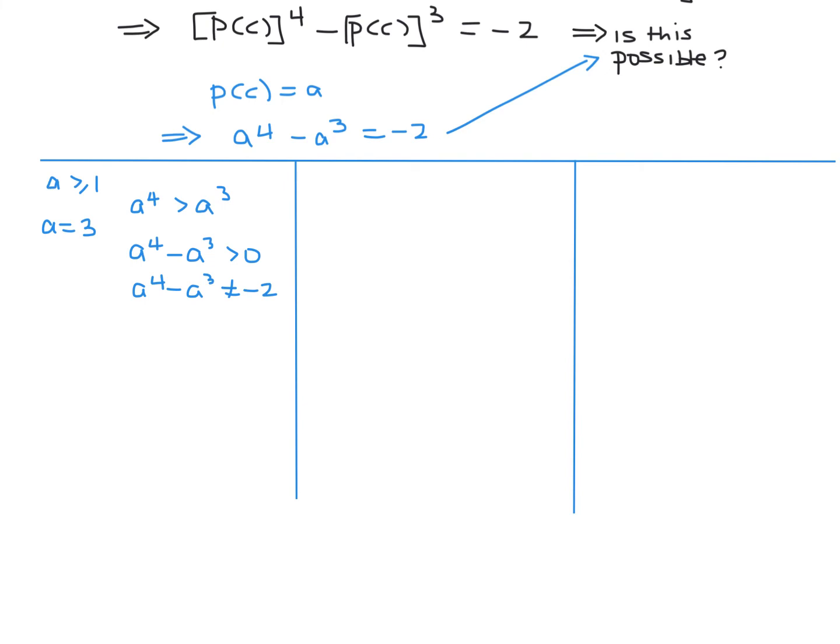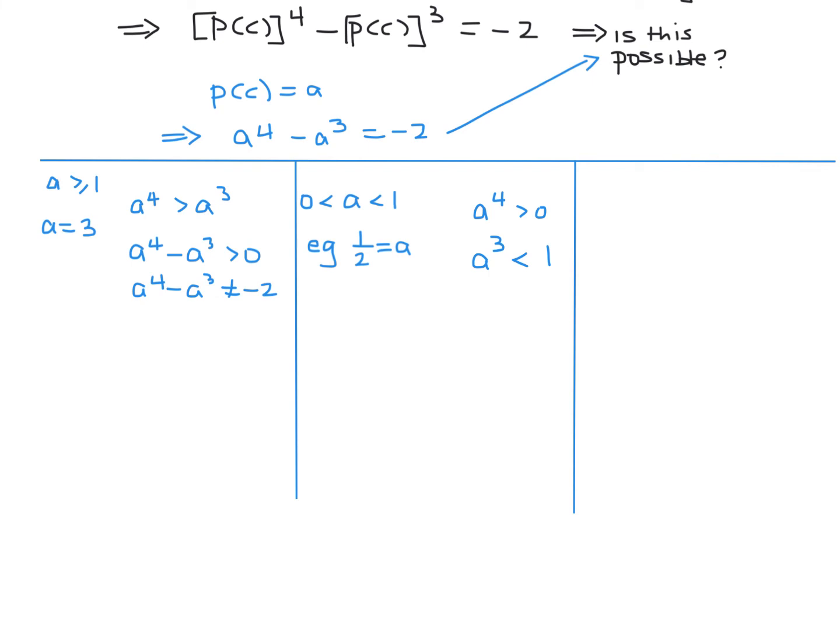What about if a is, we did greater than 1. How about if we do between 1 and 0? So for example, if a is equal to a half, what happens then? Okay, well, obviously a to the power of 4 would be greater than 0, but a to the power of 3 would be less than 1, right? Because it's a fraction.